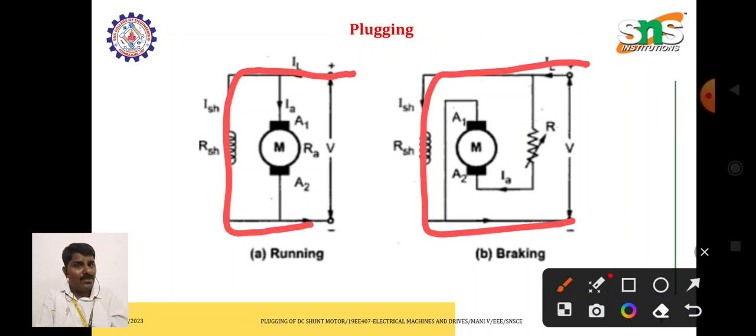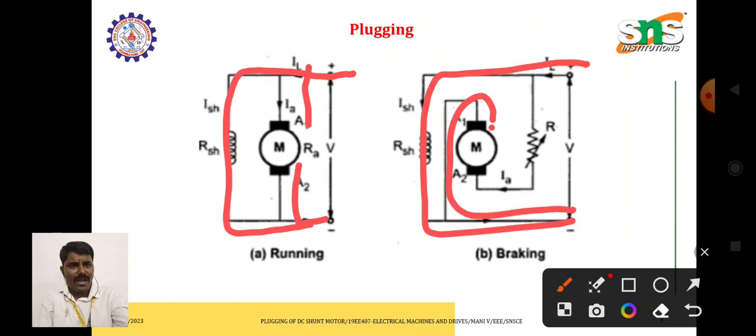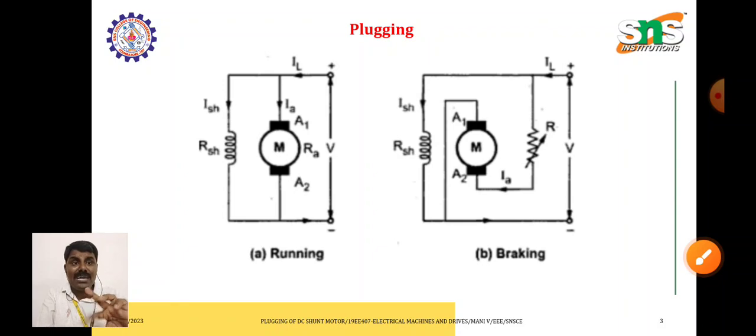And what about the armature? Here A1 is connected with the positive and A2 is connected with the negative. But here A1 is connected with the negative and A2 is connected with the positive. So what we observe is that the polarity of the armature gets reversed. After that, we insert one variable resistance in series with the armature. So this is the difference in plugging.